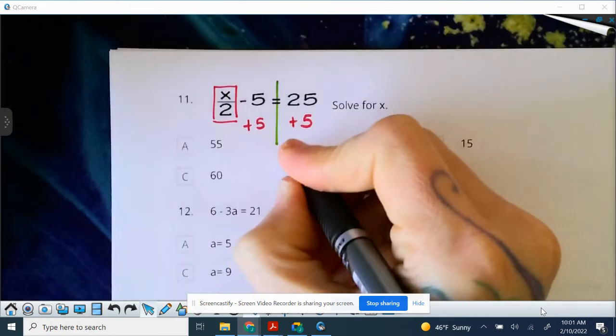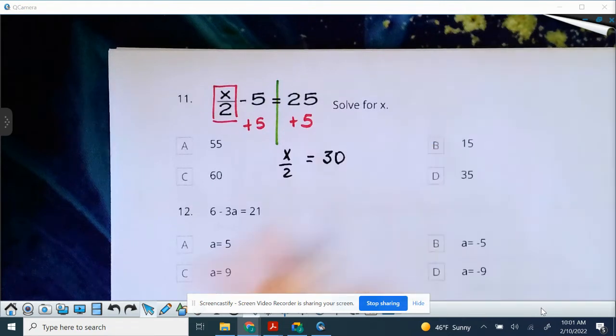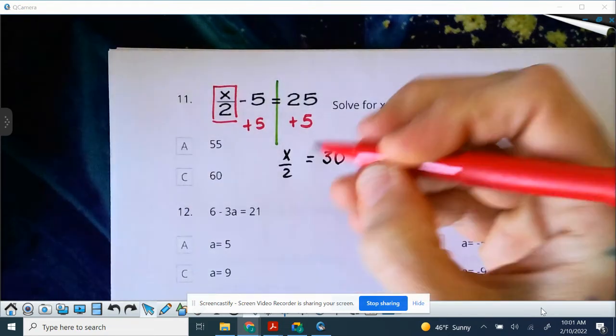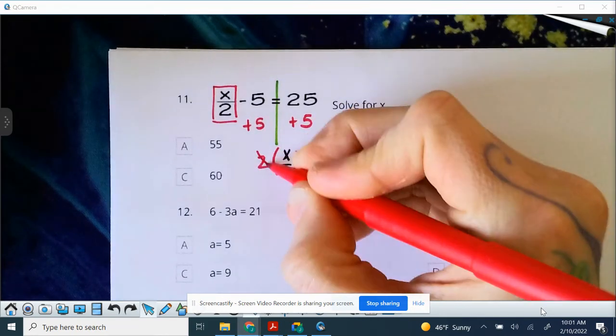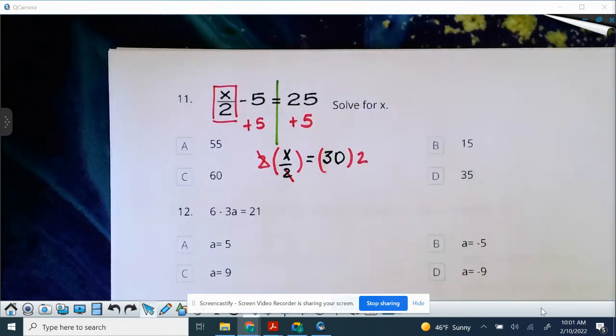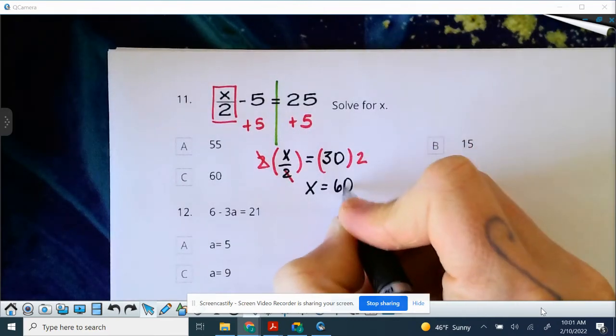So x divided by 2 is equal to 30. We still have the 2 in the basement again. So to get it out of the denominator, which I call basement, not very mathy, but nonetheless, we're going to multiply by 2. So x equals 60.